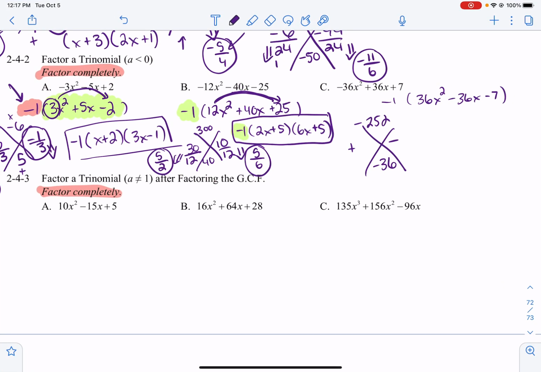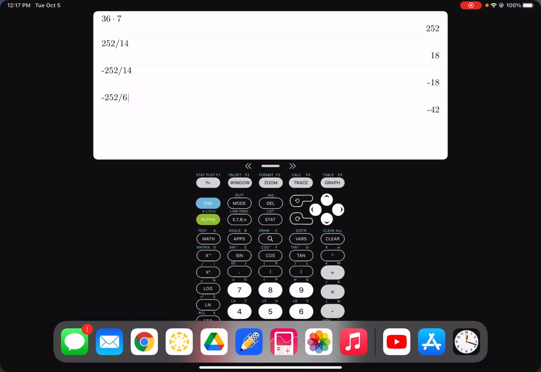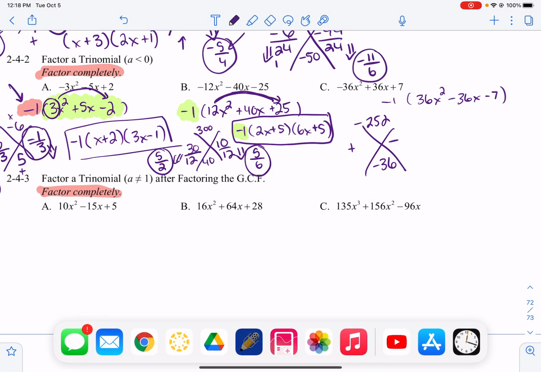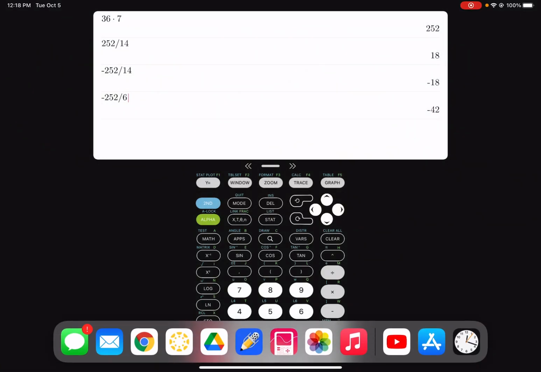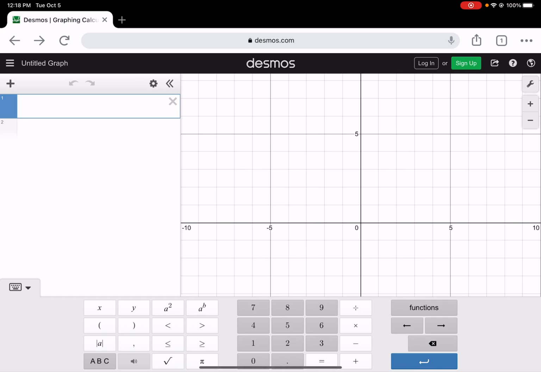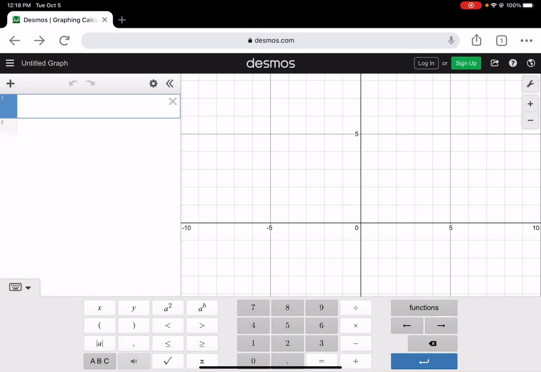So let's try, where did my calculator go? Let's do negative 252 and divide it by 6. And I get 42. And I forgot what I'm looking for again. What am I looking for? 36. Hey, there we go. Those are the numbers I want. So 6 and negative 42. Those multiply to be 252, and they add up to be negative 36. If you wanted to use Desmos, you could go to Desmos.